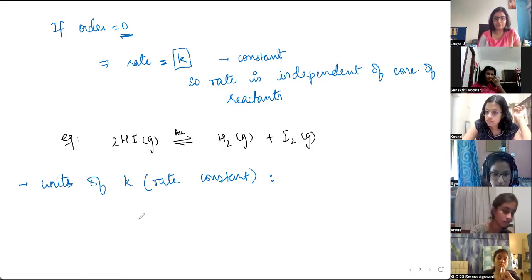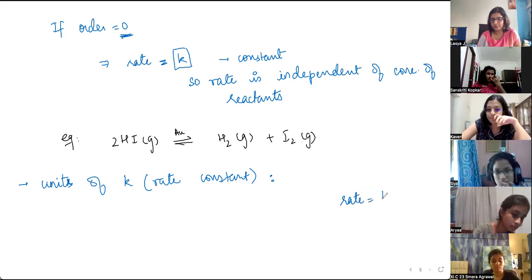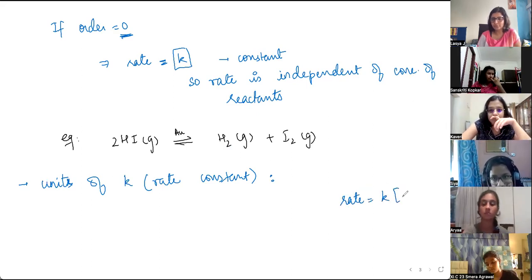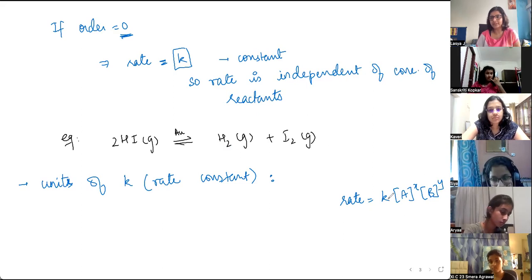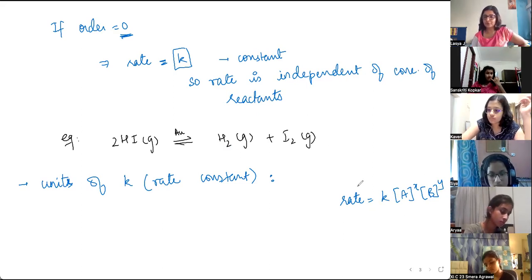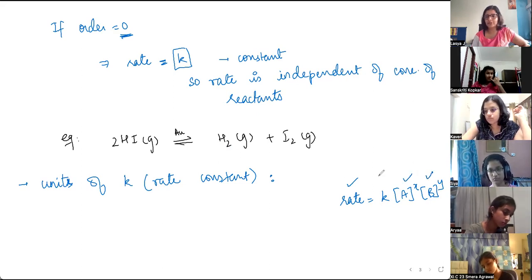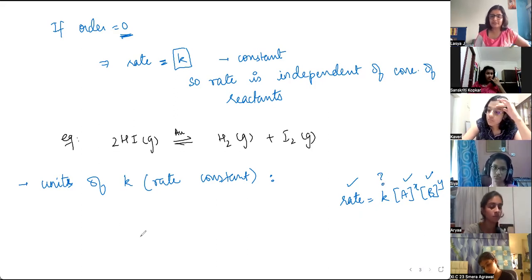Work it out. You already know the rate law. Write it here: rate equals K into the concentration of A, B, whatever, like you have the order, right? So you know the unit of the rate of a reaction, you know the units of concentration. You need to find the units of K. So put it in the equation and figure it out. Kya hoga?